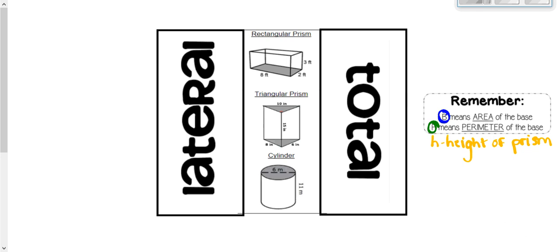And don't forget the little important piece that you see here about remembering that B means area of the base and P means perimeter of the base. And then I added the piece that H is height of the prism. You also might want 3 colors, blue, green, and yellow. We're going to use those today as we work through our surface area formula.